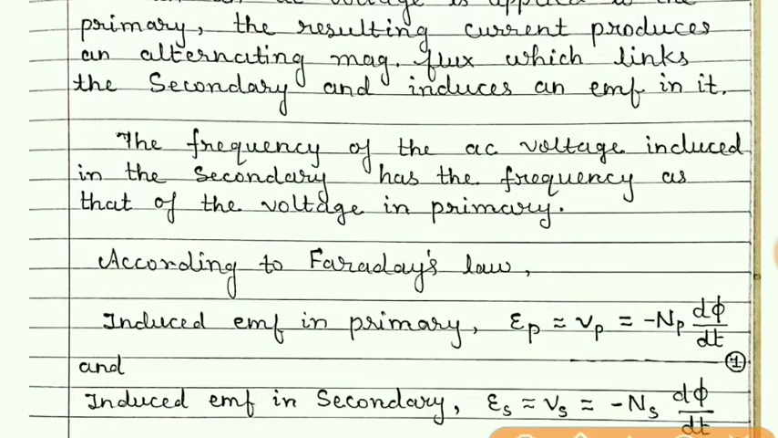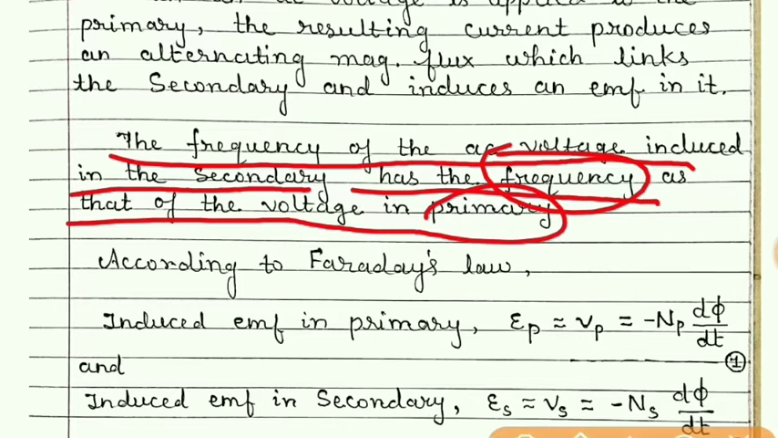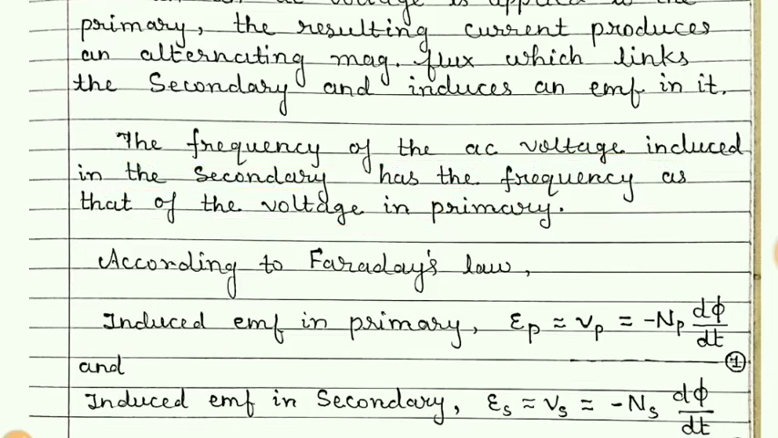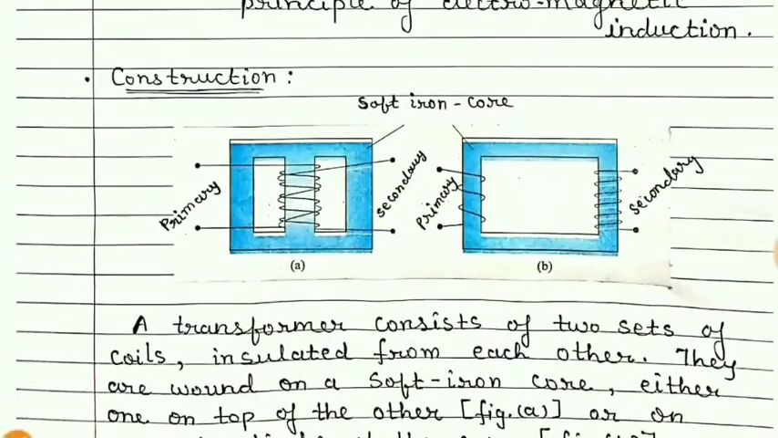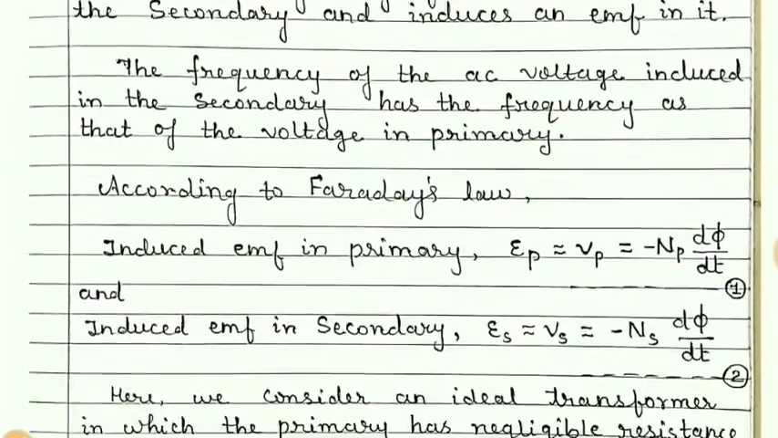Students, remember that the frequency of the AC voltage induced in the secondary is the same as that of the voltage in the primary. Means here the frequency of the AC source is not going to change. Whatever the frequency is in the primary, the same frequency is obtained at the secondary. Only there is a change in voltage.